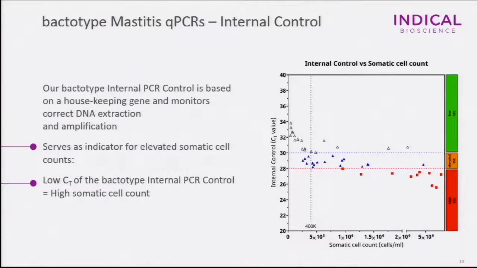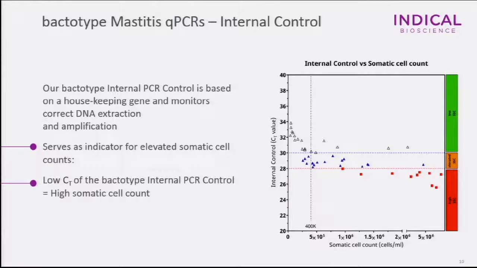And I would like to put your special attention to our internal control. We heard about the value of a housekeeping gene before. So all those good PCR protocols should have an internal control to monitor the correct DNA extraction and amplification. The way our system is set up, it's based on a housekeeping gene, which serves also as an indicator for elevated somatic cell counts. And how this works is shown here.